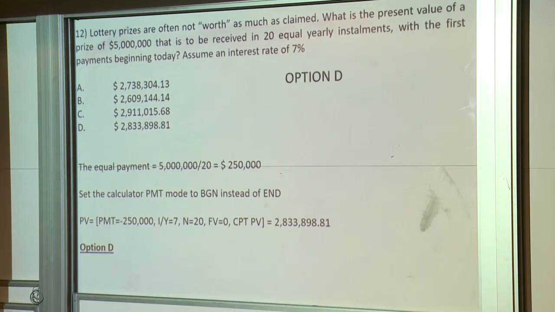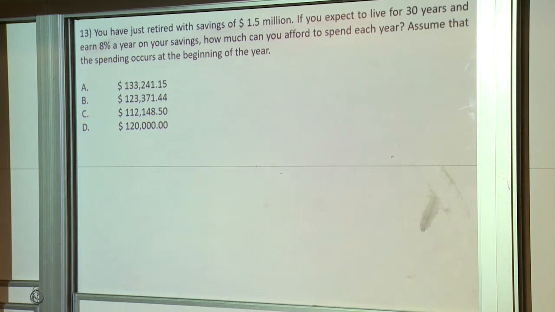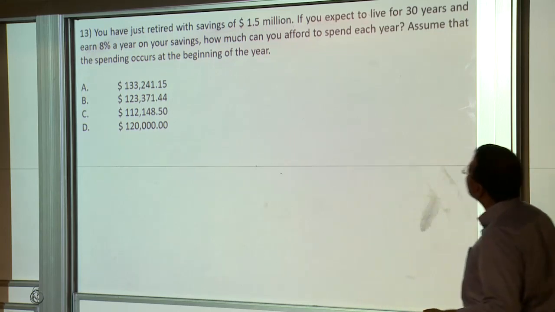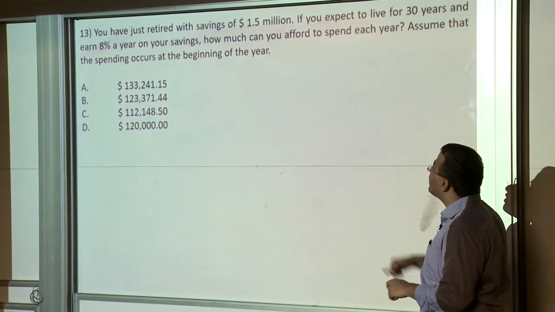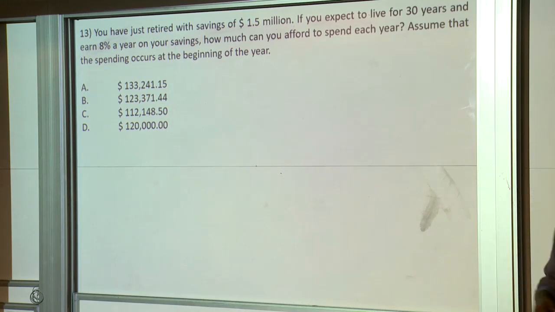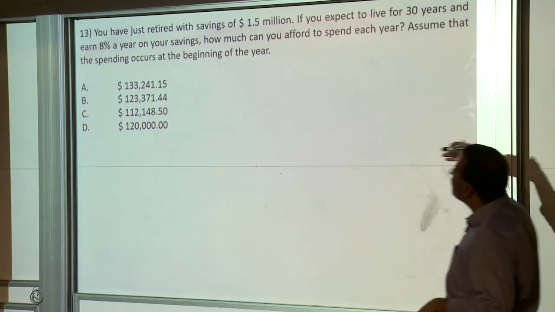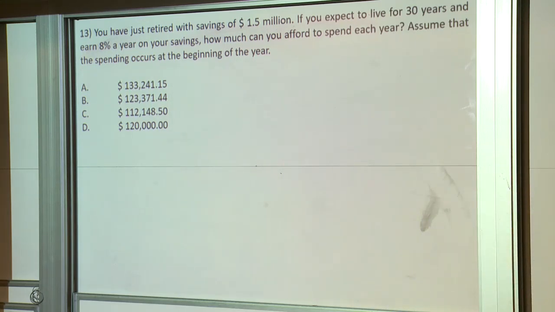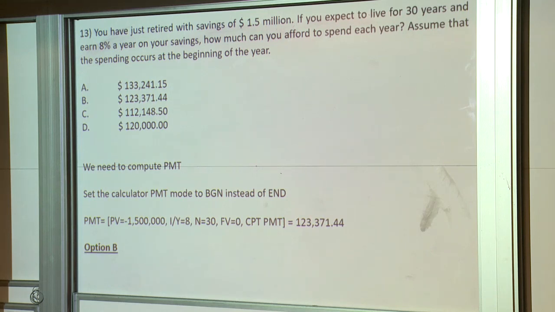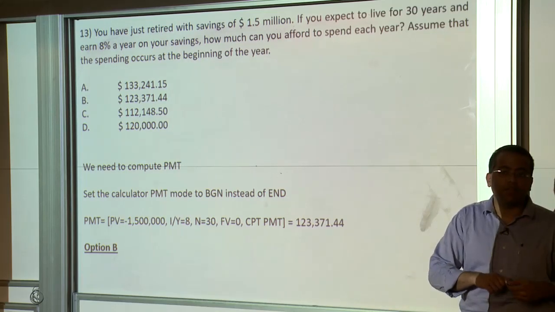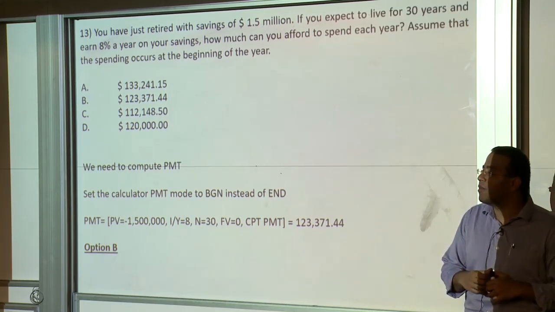Okay, let's move on. You have just retired with savings of $1.5 million. If you expect to live for 30 years and earn 8% on your savings, how much can you afford to spend each year? Assume that the spending occurs at the beginning of the year. Again, a very straightforward question for the begin mode. You have retired with $1.5 million, so there's a bank account somewhere with $1.5 million in it right now. You're assuming to live for the next 30 years, you get 8% on that bank account, and we need to calculate the PMT that you can keep withdrawing from the bank account.